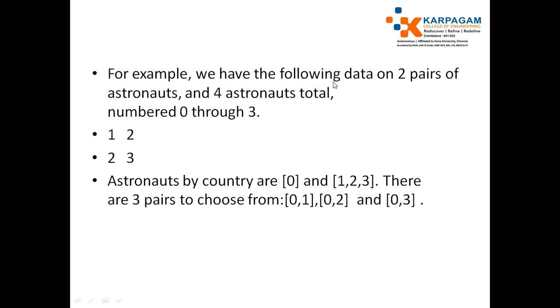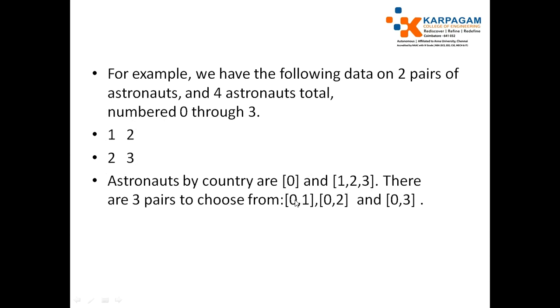Say for example, the data on 2 pairs of astronauts. There are 2 pairs of astronauts and 4 astronauts in total, in the range of 0 through 3. So basically 0, 1, 2, 3 are the 4 astronauts available. Now there are 2 pairs already given: 1, 2 and 2, 3. So if it is 1 and 2 and 2 and 3, you know that 1, 2 and 3 basically form the same country. 0, which is not paired here, becomes separate. So I have a set 0 and a set 1, 2, 3.